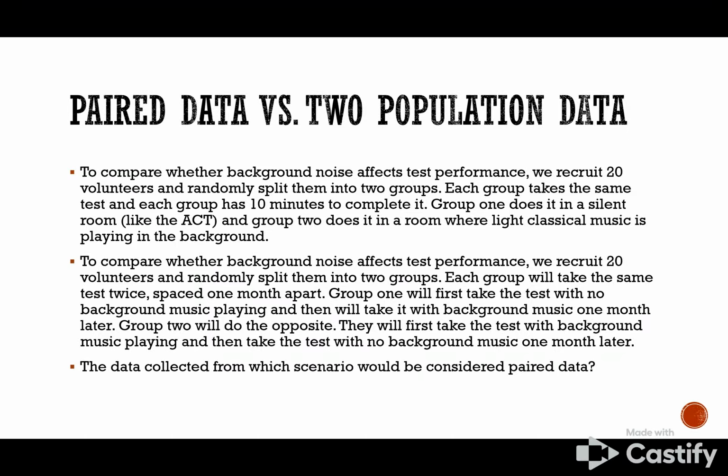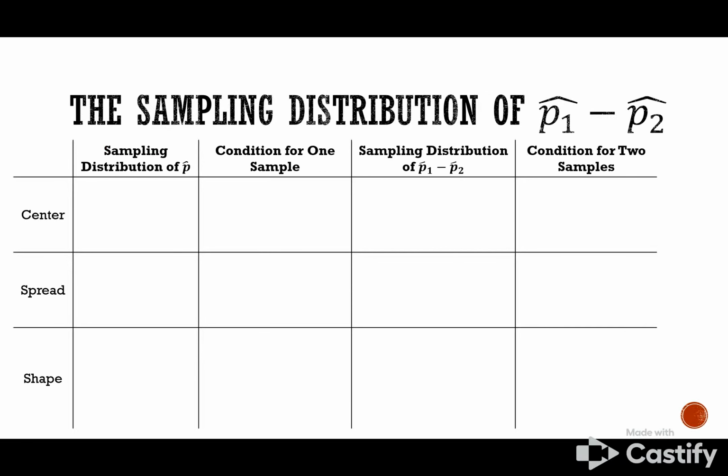One more time. Now would be a great time to pause and answer that first question on your notes. Describe the difference between paired data and two population data in your own words. Now, when we are working with data from two populations, we're not worried about paired data today. We are worried about two population data.